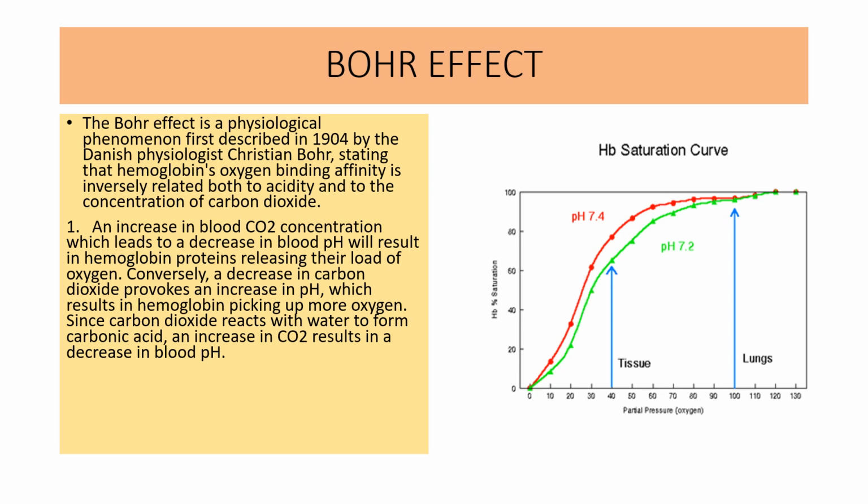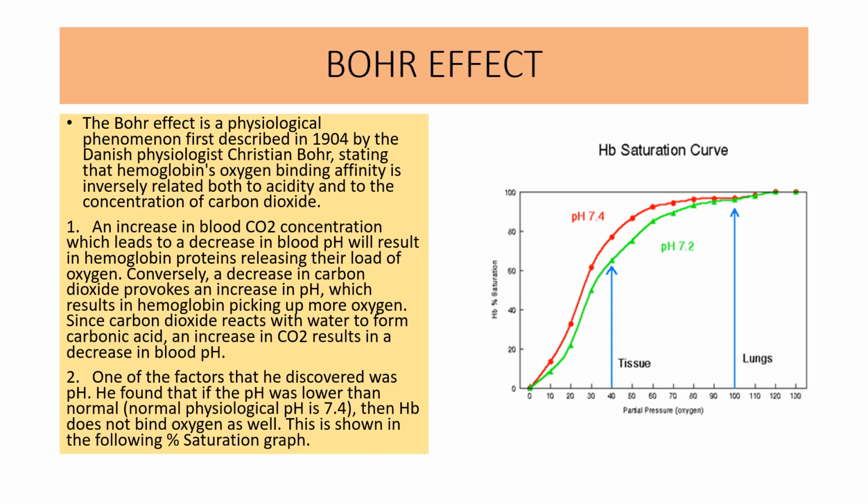Conversely, a decrease in carbon dioxide provokes an increase in pH, which results in hemoglobin picking up more oxygen, since carbon dioxide reacts with water to form carbonic acid, which immediately breaks into hydrogen ion and bicarbonate ion, and an increase in carbon dioxide results in a decrease in blood pH.